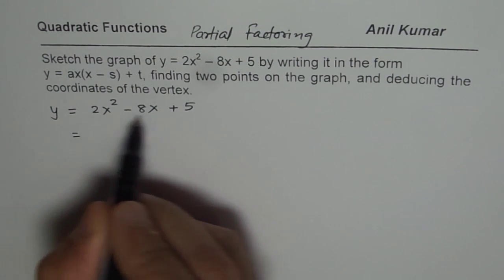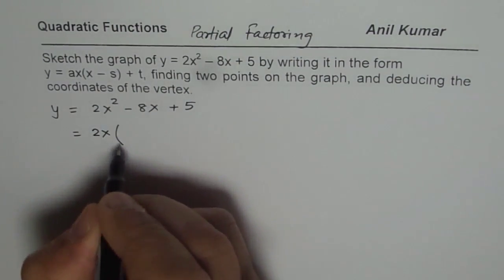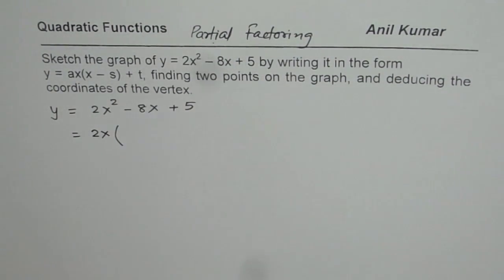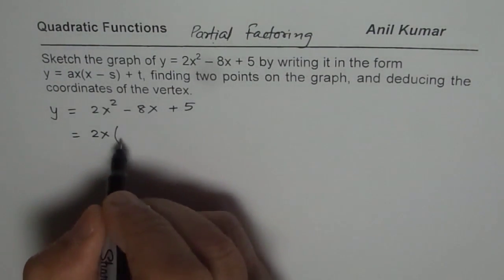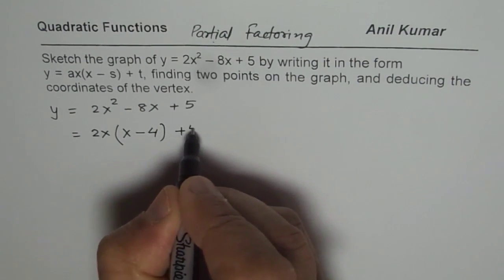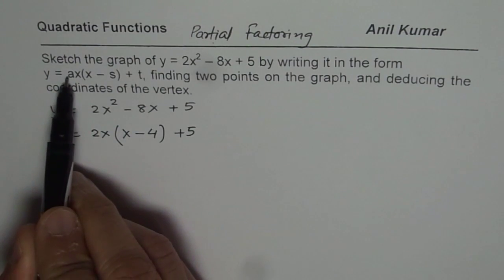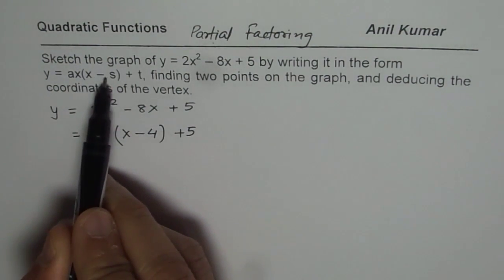So what is common between these two terms? 2x. So I'll factor 2x. Not everything, therefore partial factoring. I hope now you appreciate it. So 2x, and we are left with x minus 4, and we'll just keep 5 here. So it is in the form given to us, y equals a times these two partial factors plus a constant, right?